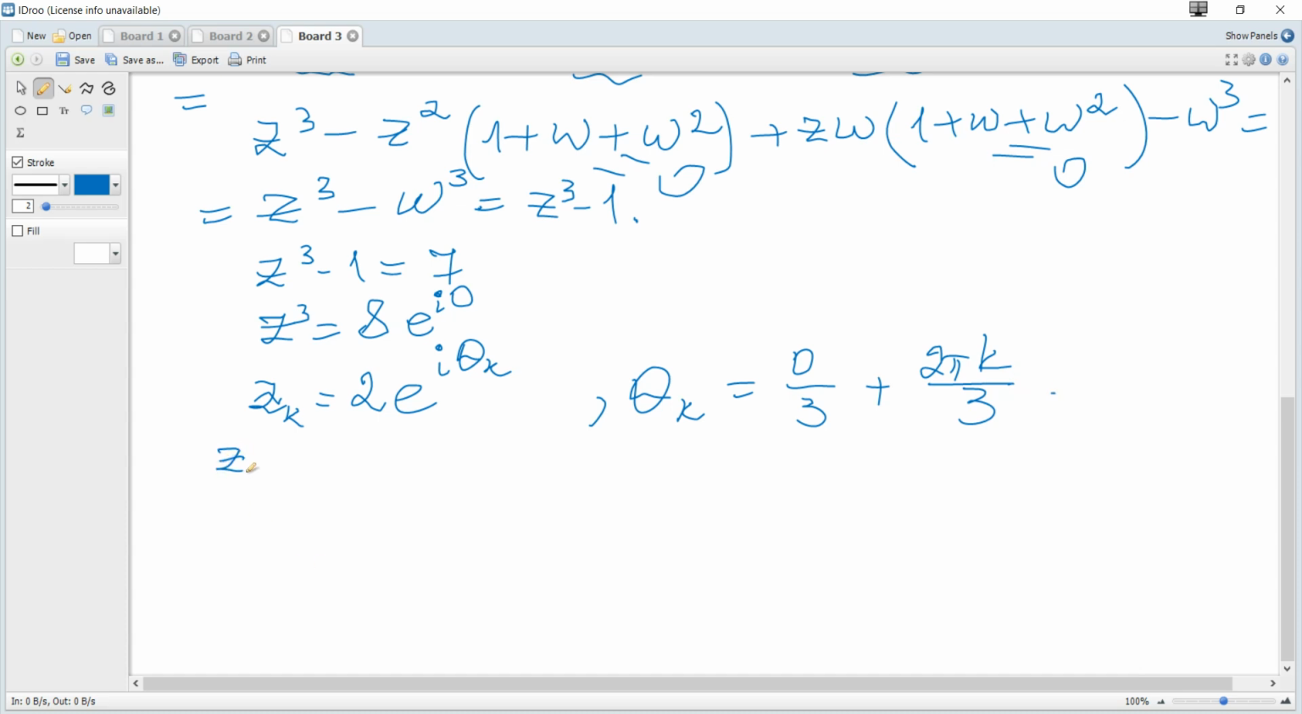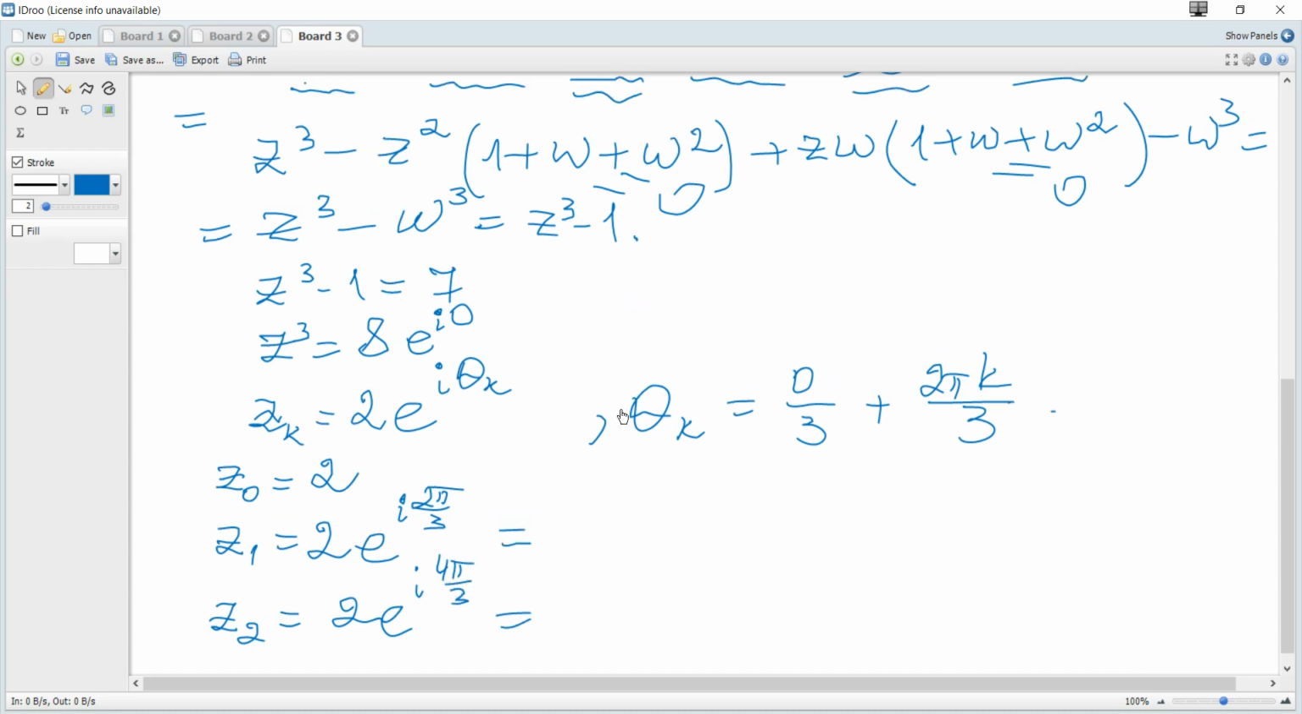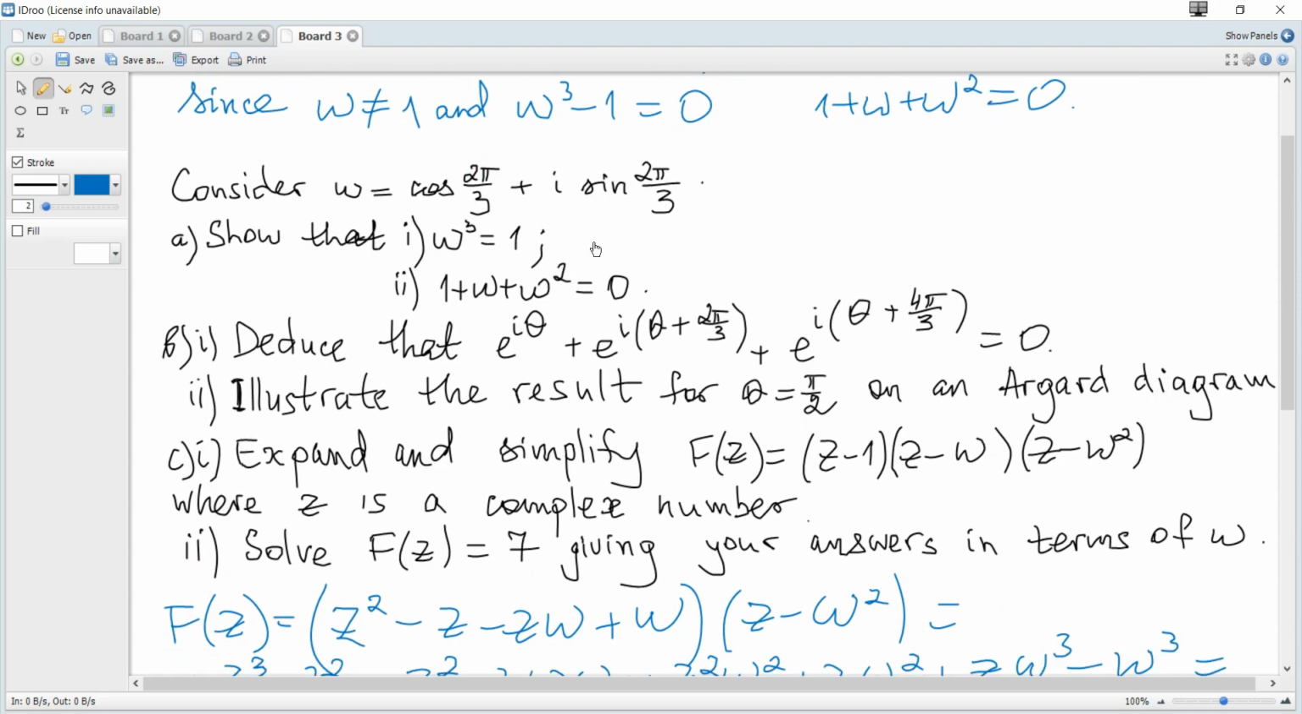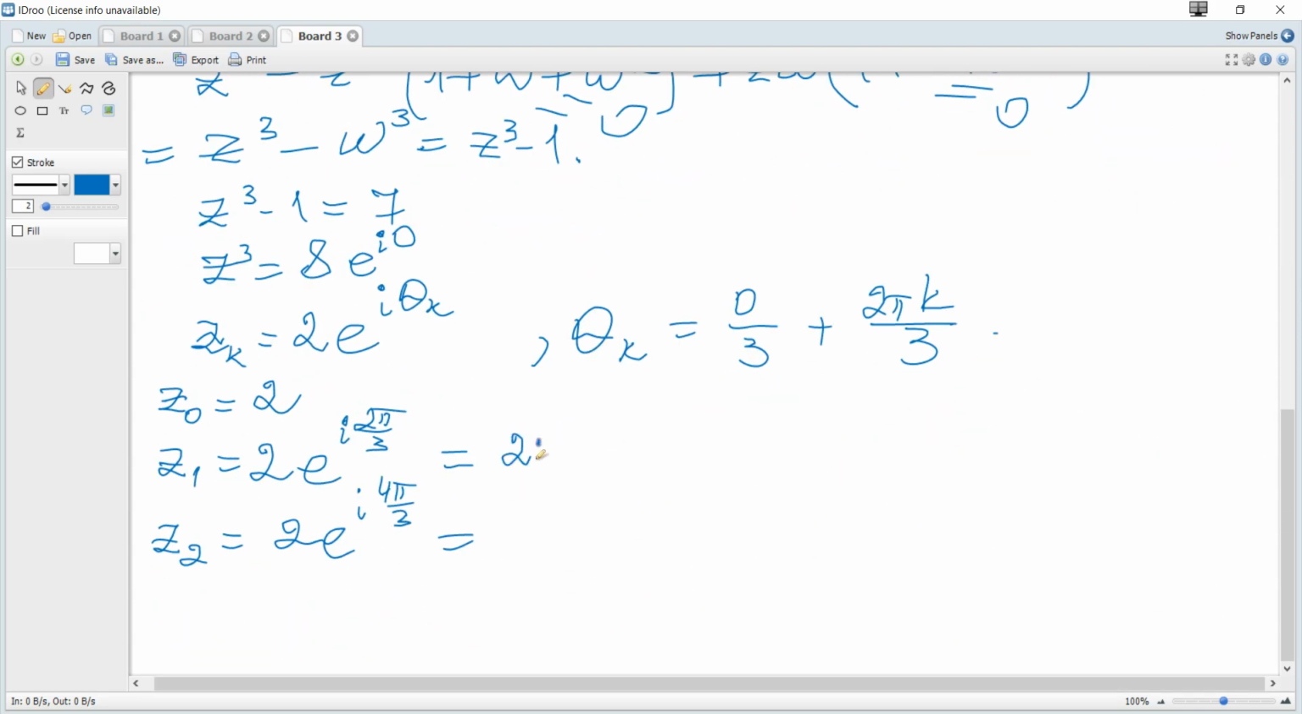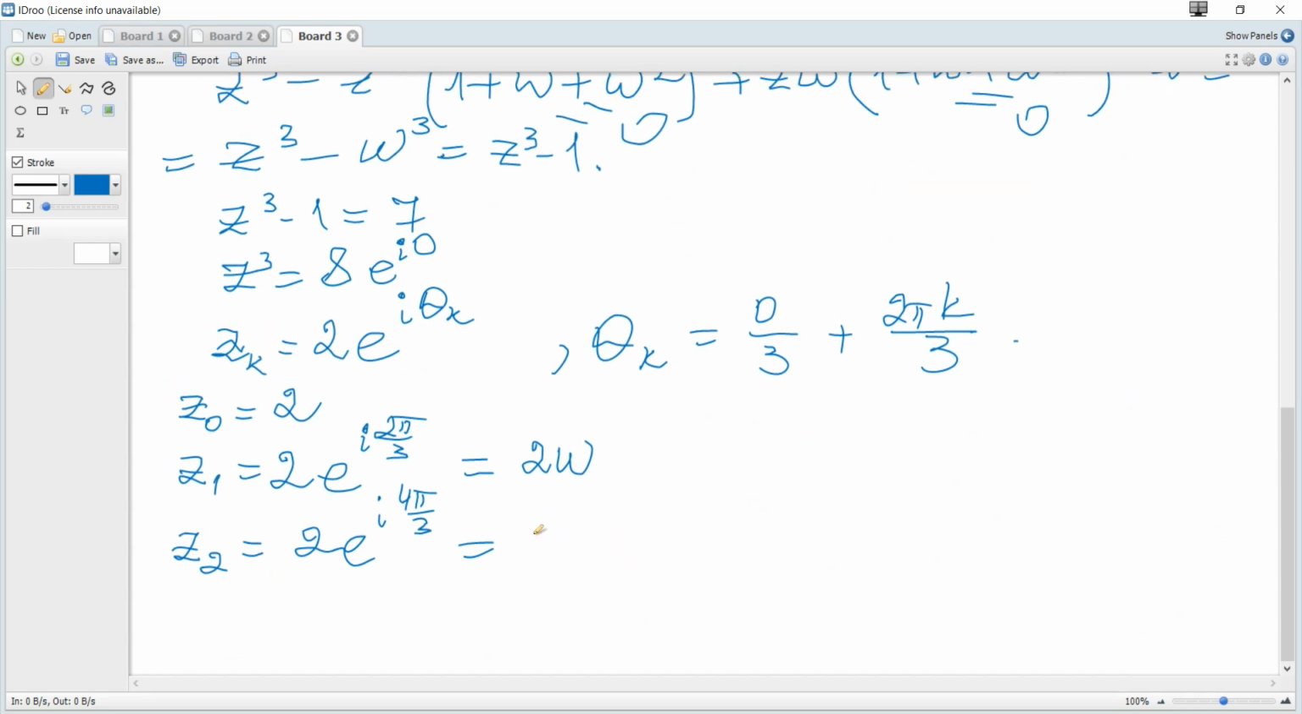And hence the first root z0 is, we substitute 0 for k, so it becomes just 2. z1 is 2 e to the power of i 2 pi over 3, and z2 is 2 e to the power of i 4 pi over 3, and we can see that e to the power of i 2 pi over 3 is just omega, so it's 2 omega, and it's 2 omega squared.